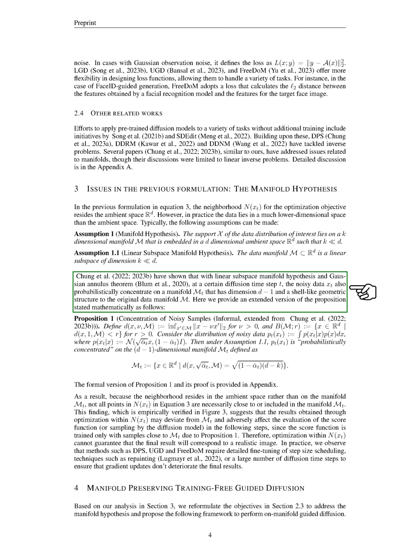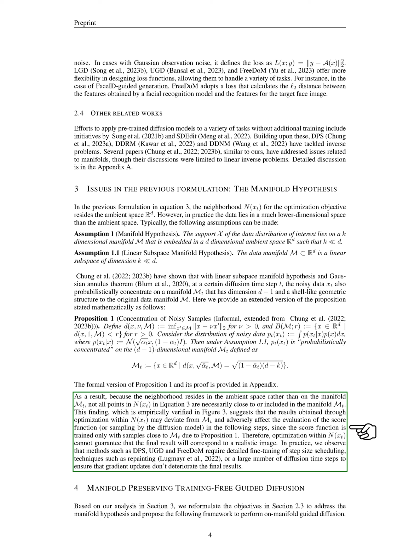Some studies have shown that with the linear subspace manifold hypothesis and the Gaussian annulus theorem, at a certain diffusion time step, the noisy data also probabilistically concentrate on a manifold that has a shell-like geometric structure relative to the original data manifold. However, because the neighborhood resides in the ambient space rather than on the manifold, not all points in the neighborhood are necessarily close to or included in the manifold. This suggests that the results obtained through optimization within the neighborhood may deviate from the manifold and adversely affect the evaluation of the score function in the following steps.